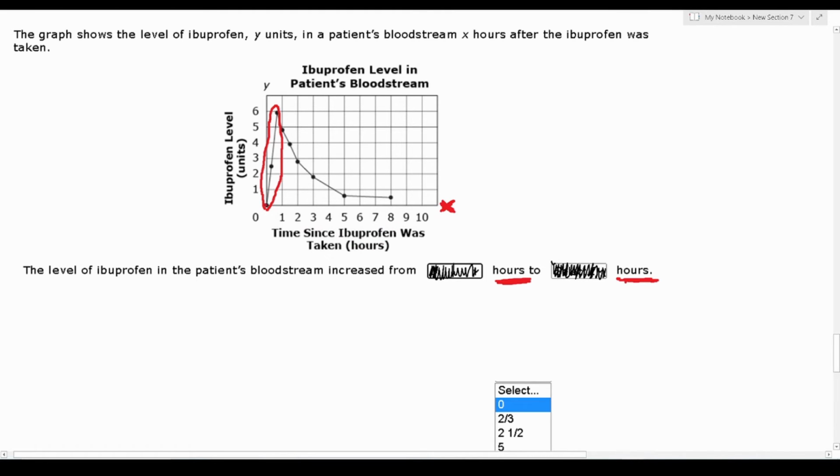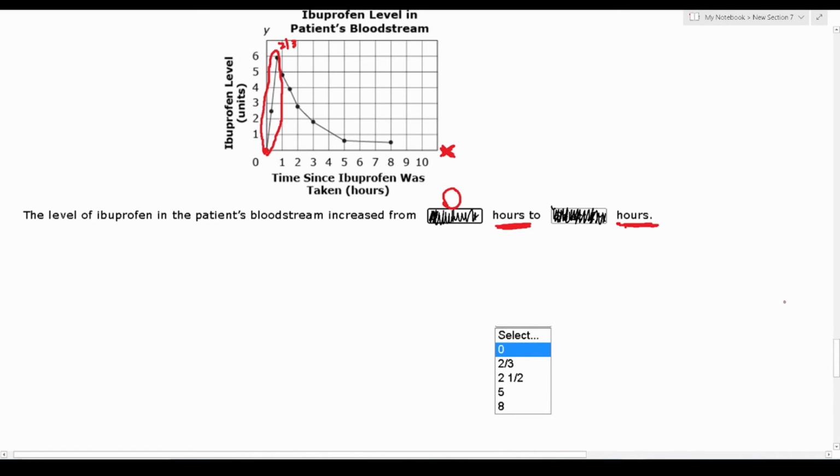So from 0 hours to approximately 2/3 of an hour, the level of ibuprofen, as we can see, was increasing. So the answer to this one is from 0 to approximately 2/3 of an hour, the amount of ibuprofen in the patient's bloodstream was increasing. Okay?